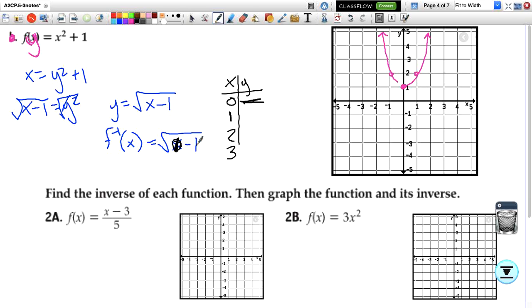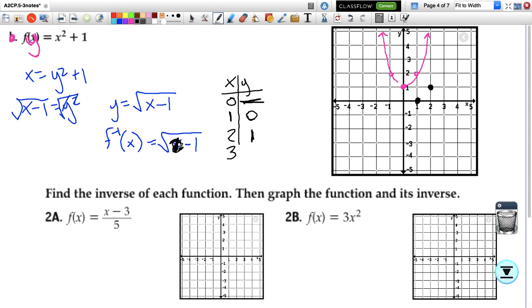Now I'm going to plug 1 in. 1 minus 1 is 0. The square root of 0, so what times itself is 0? It's 0. So my first point is going to be over 1 up 0. Look at that. Boom, reflected right there. Nifty. Let's plug in 2 now. Okay. So 2 minus 1 is 1, and the square root of 1, so what times itself is 1? It's 1. So I'm going to go over 2, up 1.